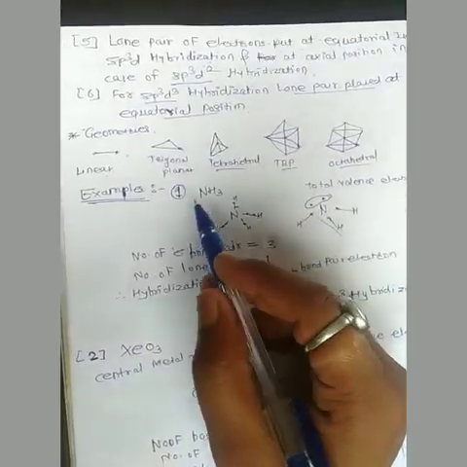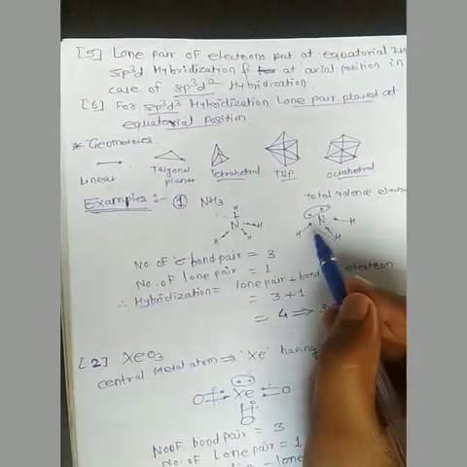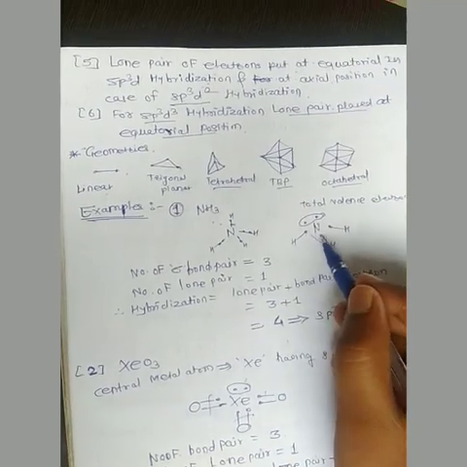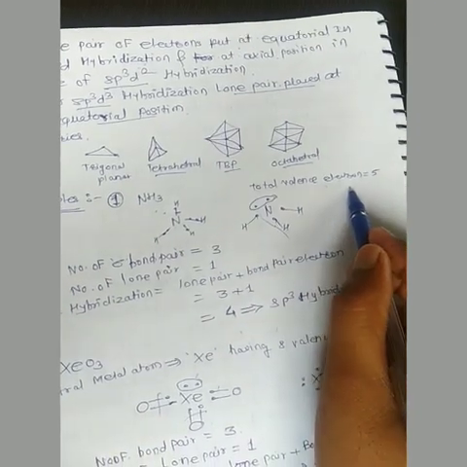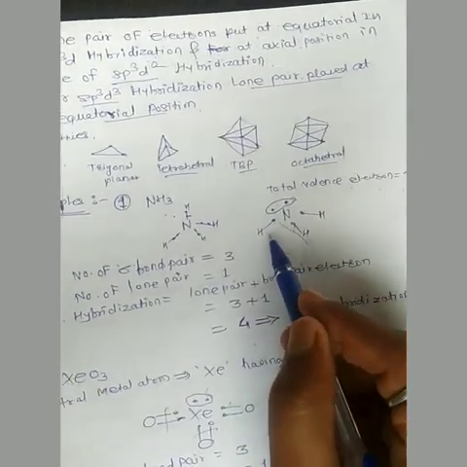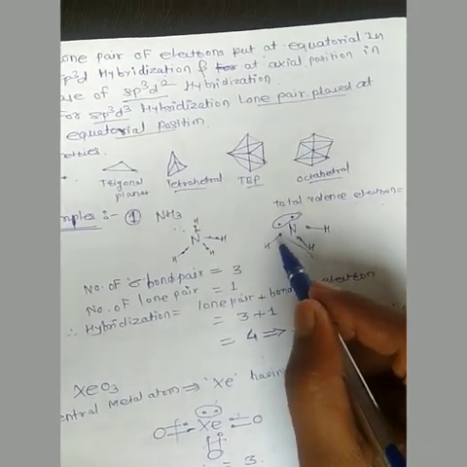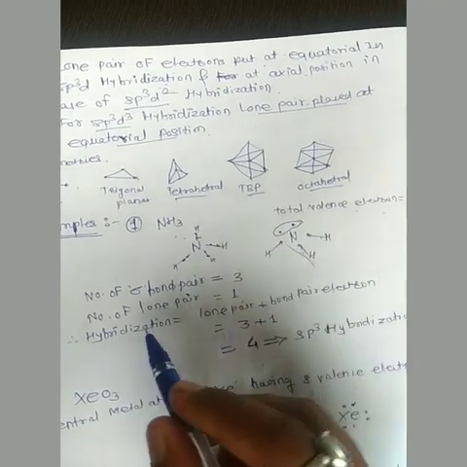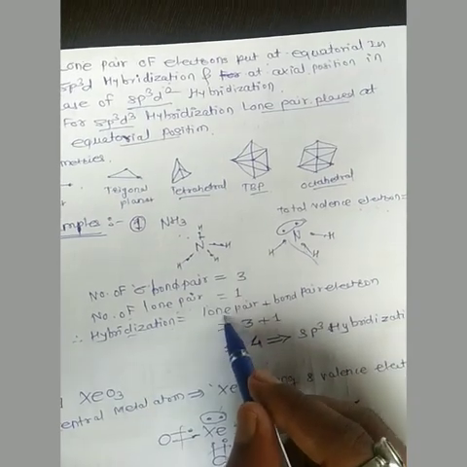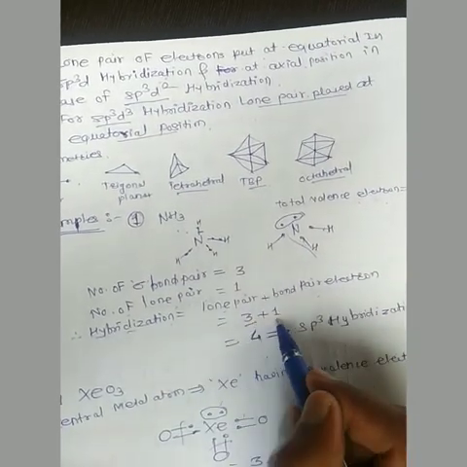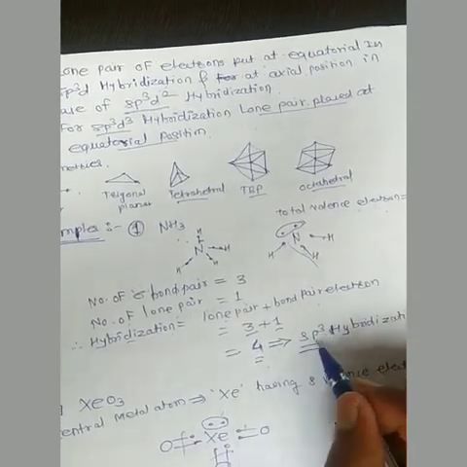For example, consider the ammonia molecule, in which nitrogen has 5 valence electrons. It forms sigma bonds with the 3 hydrogens, giving 3 sigma bond pairs, and the total number of lone pairs is 1. So the hybridization is lone pairs plus bond pairs, that is 3 plus 1, which is 4. 4 corresponds to sp3 hybridization by considering the chart.